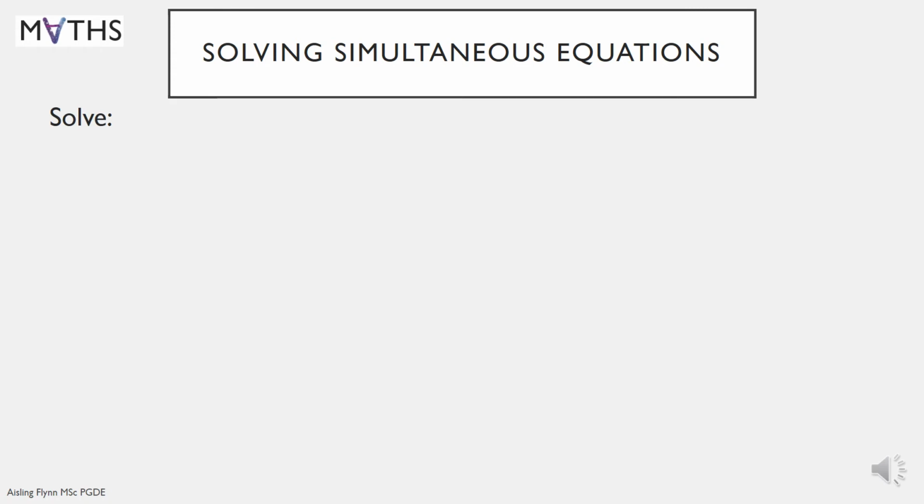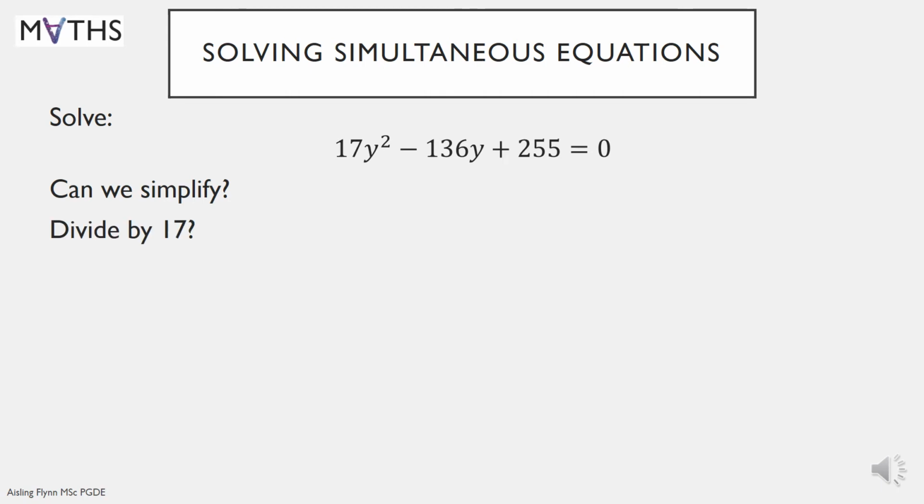So now to solve that quadratic equation, this is what we have. We've really big numbers here. So I took a chance and just checked, can we simplify? Okay, can we divide by 17? And yes, I found we could. Divides the whole way across. So if that's possible, do it.